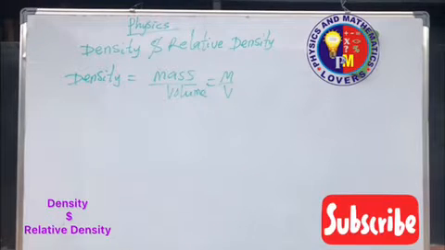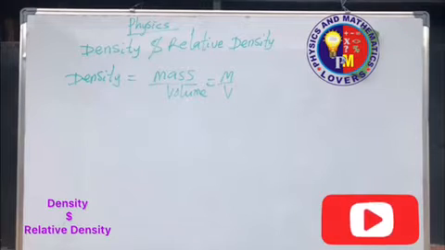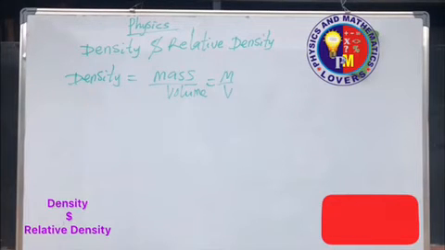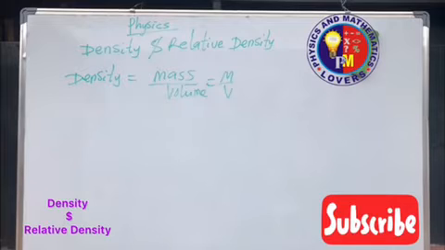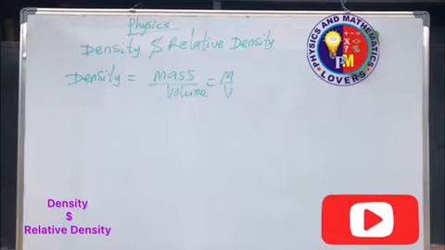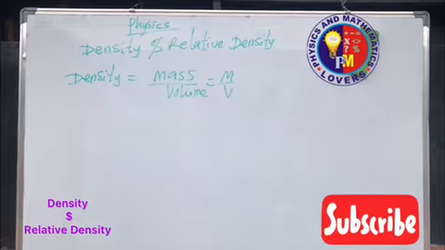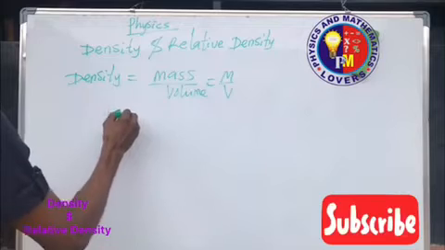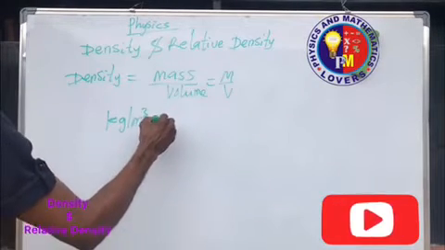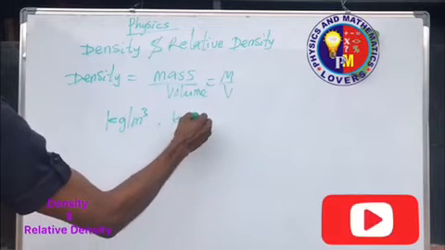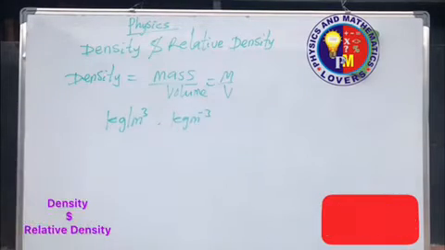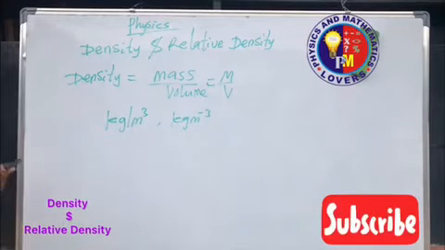So now, when we determine the density of substance, we're actually looking at the ratio of the mass of that substance to what? A given volume of that same substance. How do we determine the density of solid, liquid, and that? But before that, the SI unit of density, the standard unit, is kilogram per meter cube. This is the standard unit, the generally accepted unit for density.